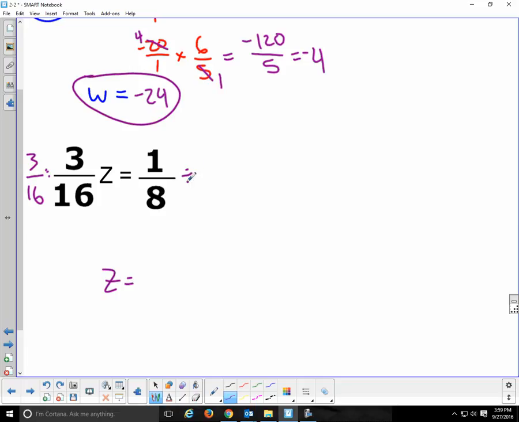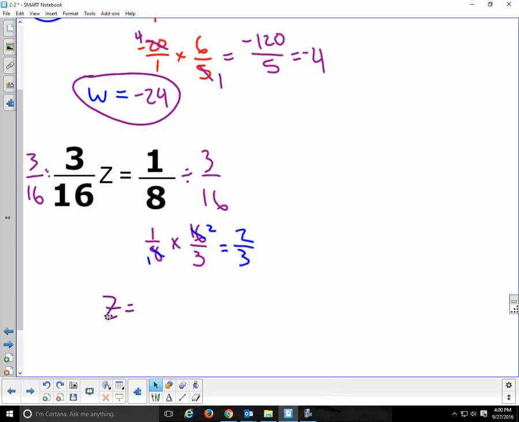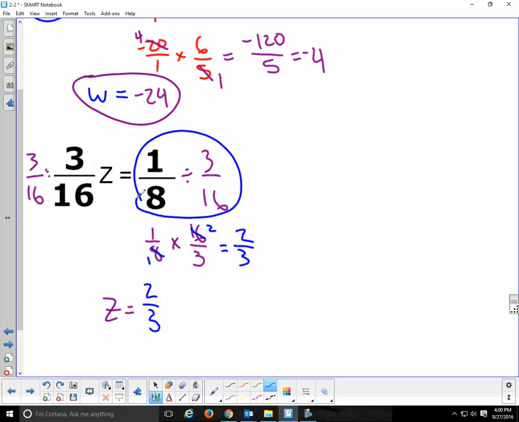I noticed that I lost my stuff over here. There we go. Again, I'm going to take the reciprocal and I'm going to multiply. Now I see that I can reduce first. So I'm going to do that. Divided by 8. Divided by 8. 1 times 2 is 2. 1 times 3 is 3. So my final answer is going to be that z equals 2/3. Now I'm going to double check. I'm going to look back here. Both of these were positive. Okay, no negatives. I don't have to worry about the negatives. I've got my answer. Z is 2/3.